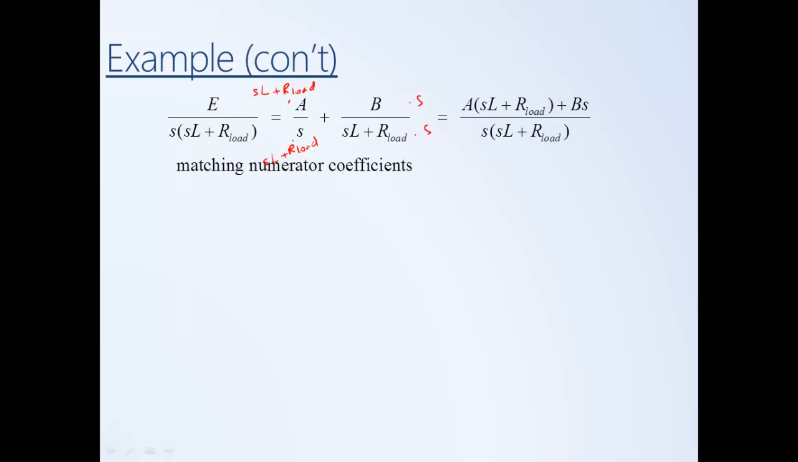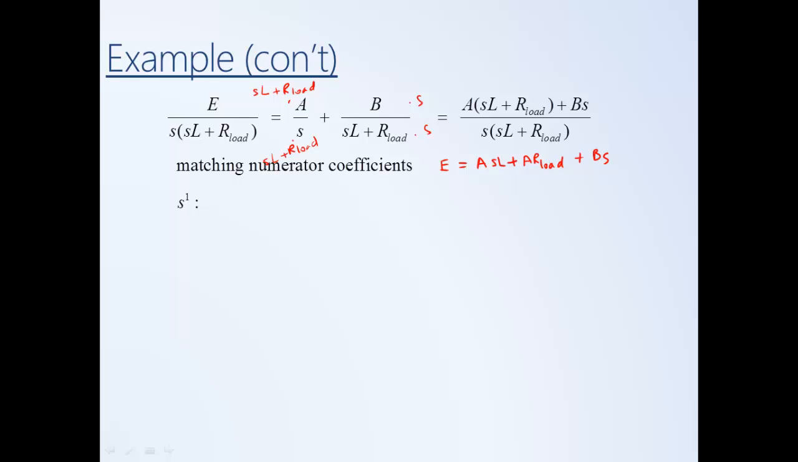Looking at this, we in essence have one equation but two unknowns, since we don't know A and we don't know B. So we have E is equal to, if I distribute the A, A times L times s plus A times R load, plus B times s. But even though it appears that we have one equation and two unknowns, in actuality we have two equations, since looking at the left and the right, all of the s terms must be equal and all of the constant terms must be equal.